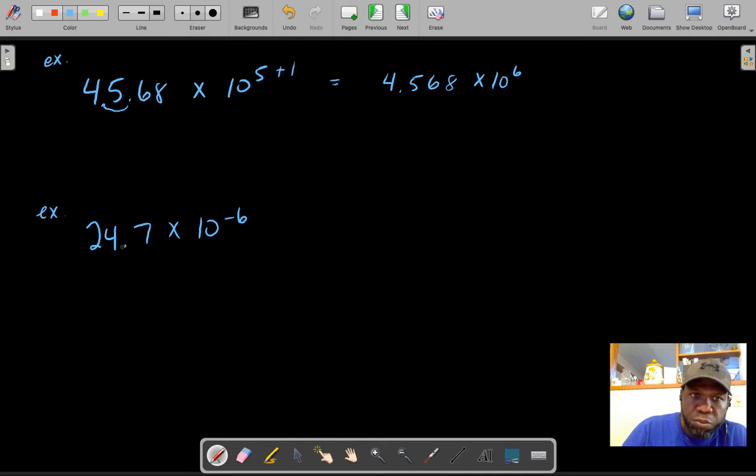So we have 24.7 times 10 to the negative 6. It looks good, but again, we talked about it has to be always between the first two numbers in the series. So it's always going to be right here instead of right there. And again, we have to add 1 to the exponent. So our new scientific notation should be 2.47 times 10 to the negative 5.